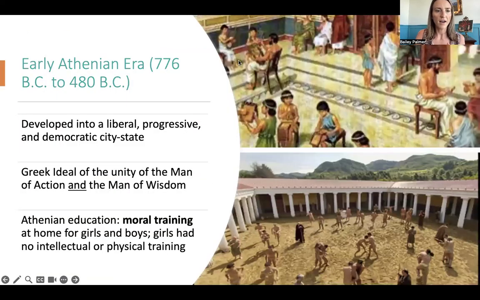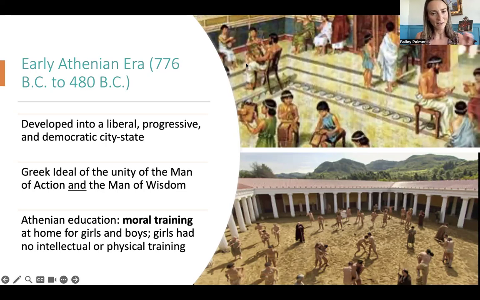But let's get into it. During the early Athenian era, this was a very liberal, progressive city-state where we had a lot of freedom for women, very democratic, involving everyone in the decision-making for the city-state, very unlike what the Spartans did when Sparta started to have city-state control. The Greek ideal, the unity of man, of action, and wisdom. So in the early Athenian era they trained both very physically, but they also had a lot of intellectual training. They had a lot of time to focus on education. They trained the young boys and girls in morals.